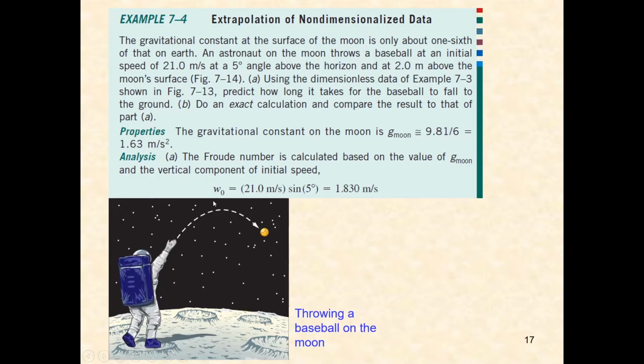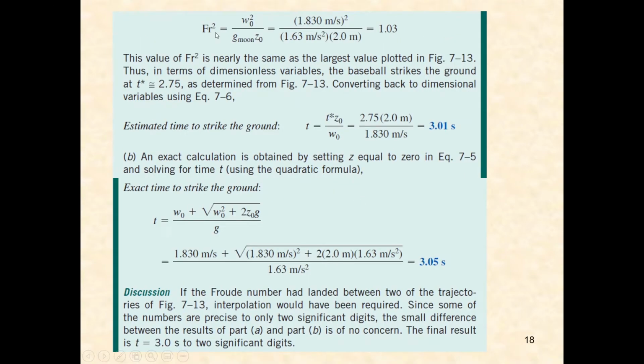The initial velocity, the vertical component, equals 21 meters per second multiplied by sine 5 degrees. So we get the vertical velocity of that ball, 1.83 meters per second. By substituting them into the Froude number, but this time using the moon gravitational acceleration instead of Earth's 9.81, we obtain the Froude number as 1.03. So from this we can find the value.